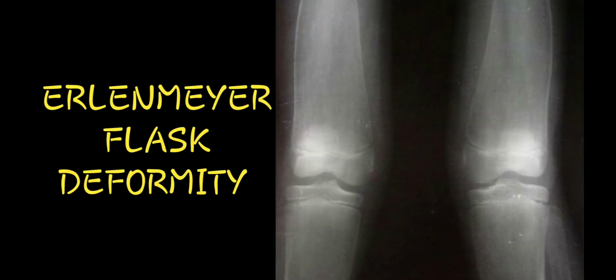Now, thirdly, we'll do the X-ray of long bones or X-ray of the femur and we'll find a deformity which is known as Erlenmeyer flask deformity. Now, how do you do treatment of Gaucher's disease?